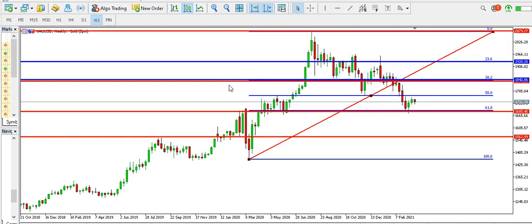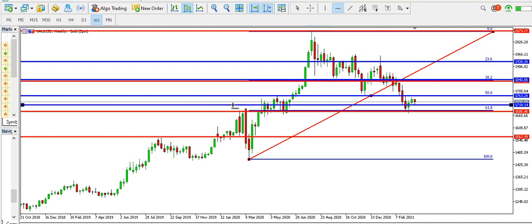So you can see this 38.2 on the weekly and the 23.6 on the monthly, they are side by side. So this is going to be a very important level. It's going to serve as a strong resistance to price. Okay, so I'm going to mark the 50% Fibonacci level on the weekly time frame.